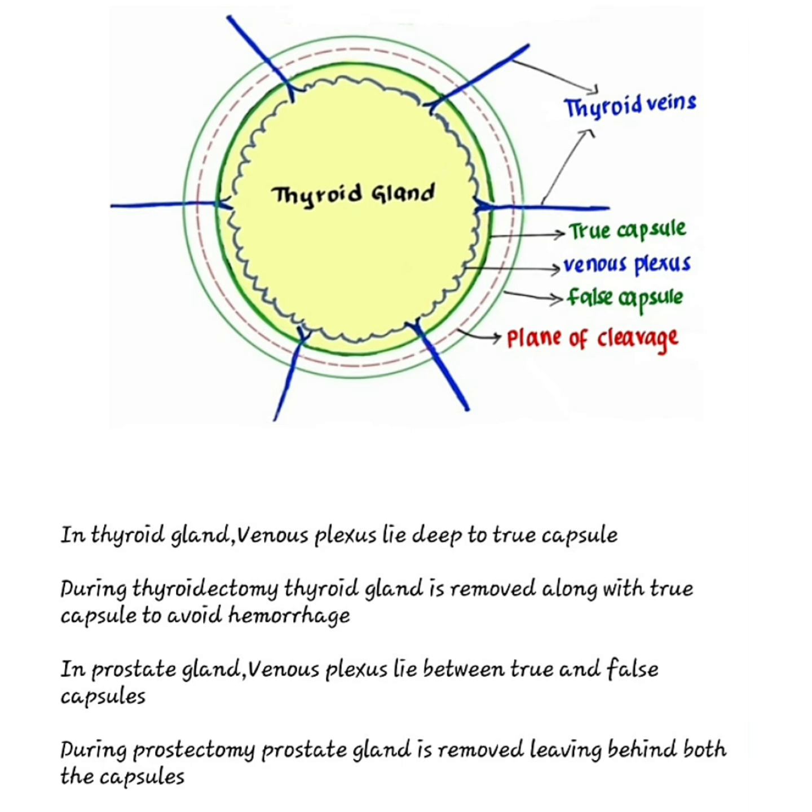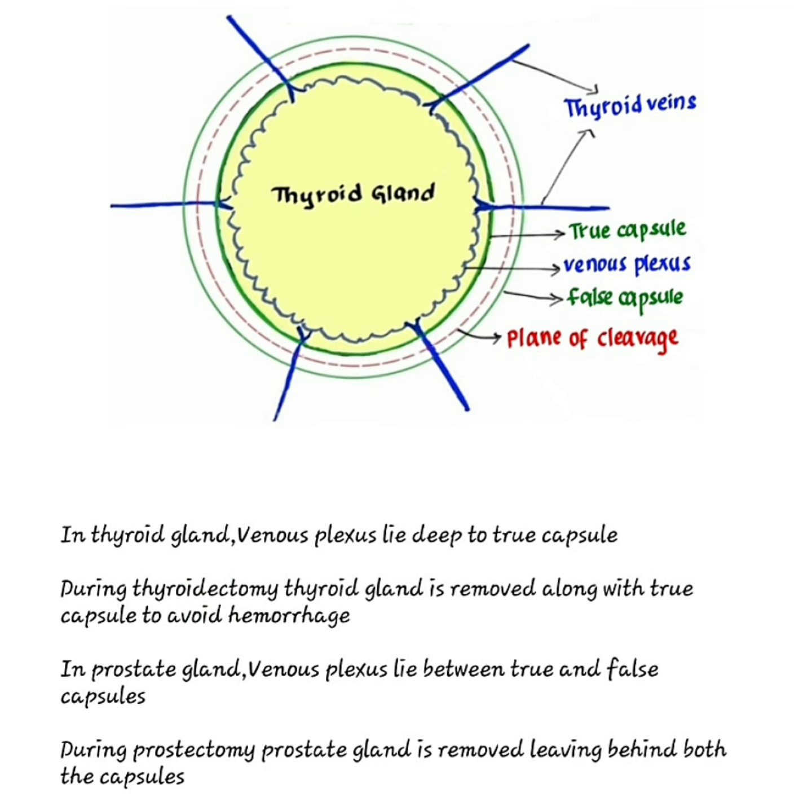In the thyroid gland, the venous plexus lies deep to the true capsule. You can see here this is the venous plexus. There is the true capsule here and deep to it the venous plexus.